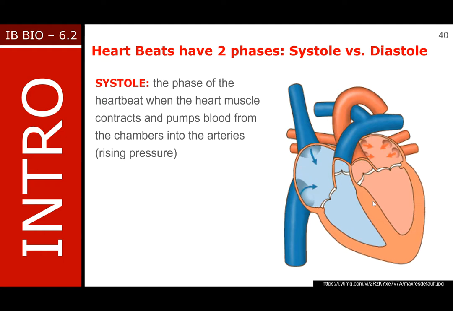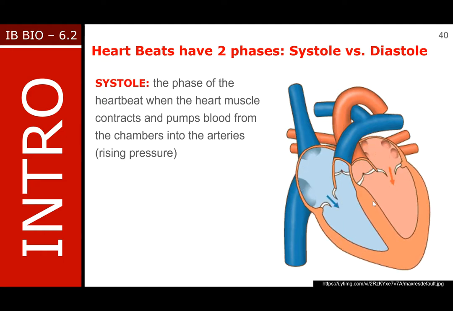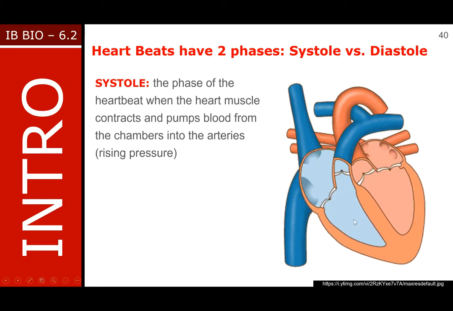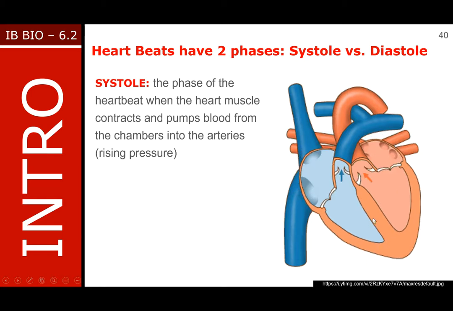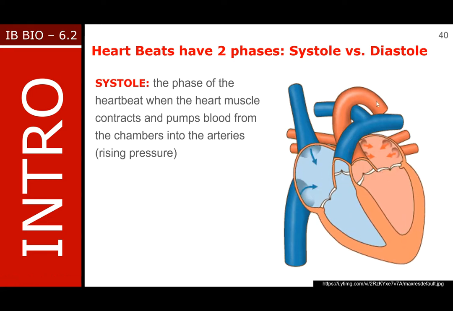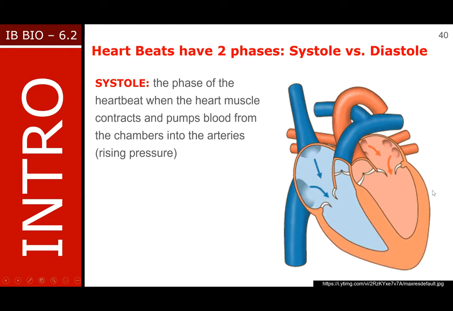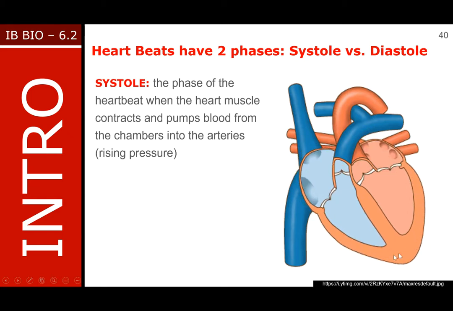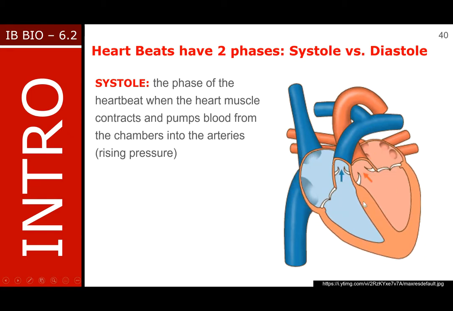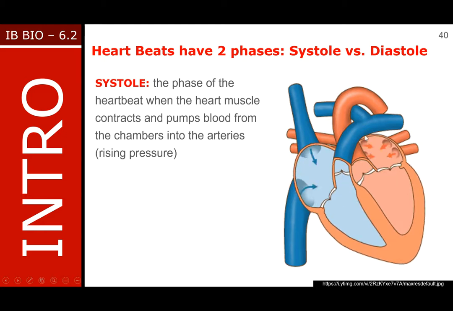Systole is the phase of the heartbeat when the heart muscle contracts and pumps blood from the chambers into the arteries. So that's rising pressure. And when we say from the chambers, we're really talking about the ventricles, right? Into the arteries, so from the ventricle into the artery. You can see how that would be rising pressure because the ventricles are pushing in. It's like a V pushing in. And here, as this V pushes this way, that's going to increase blood pressure in these blood vessels because you're pushing a lot of blood into them. You're increasing the pressure.